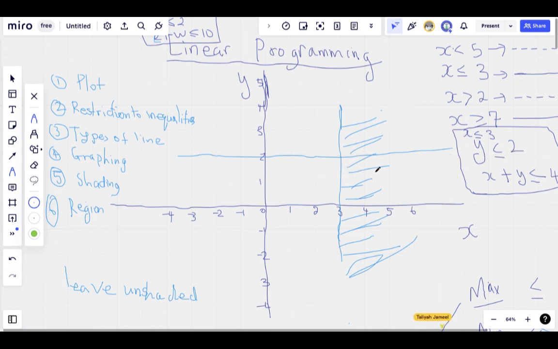Don't shade the region which is correct. They say leave unshaded, so you shade the other side. So I will shade the top. On the y-axis, you draw a horizontal line on 2, and then you shade the region where it's greater than 2.